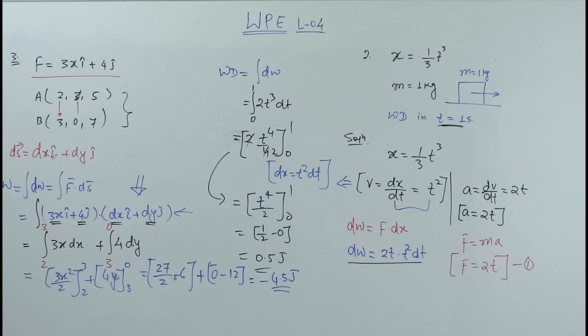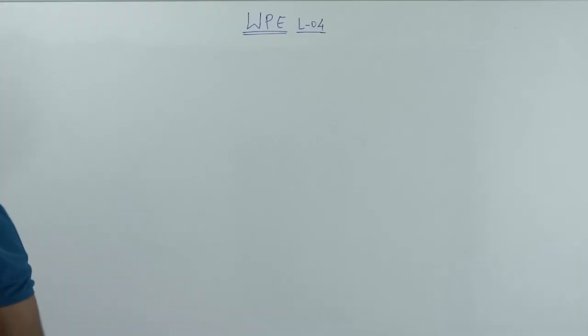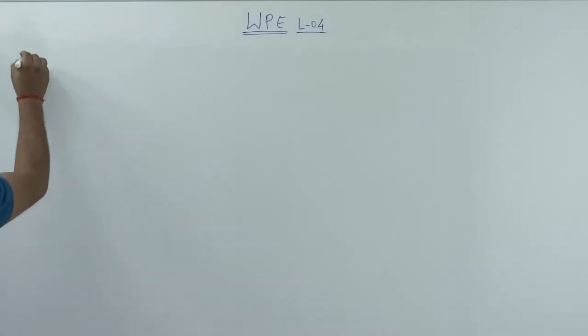So this is how we do the work. We solve the questions of the work done in this category. Clear? Let's go. Now we're going to move towards the next part of it. Now we do one more question. Let's say question number 4, done?